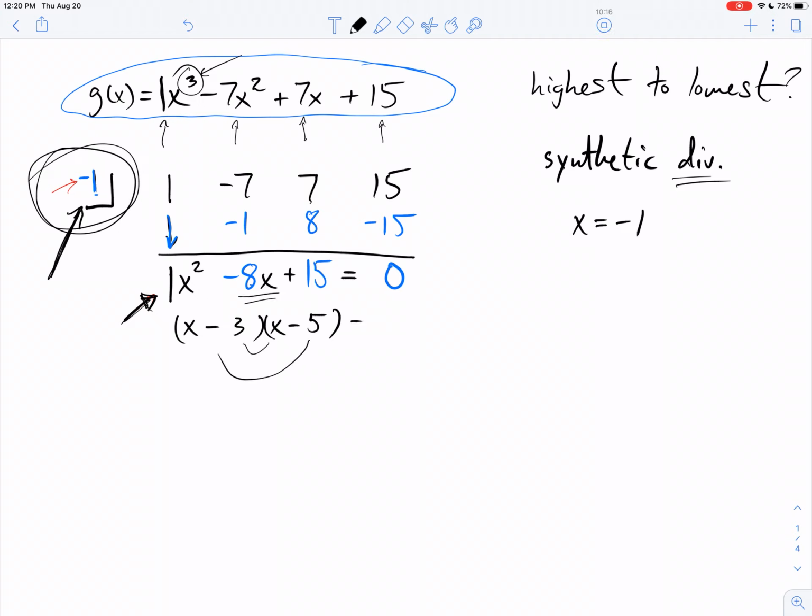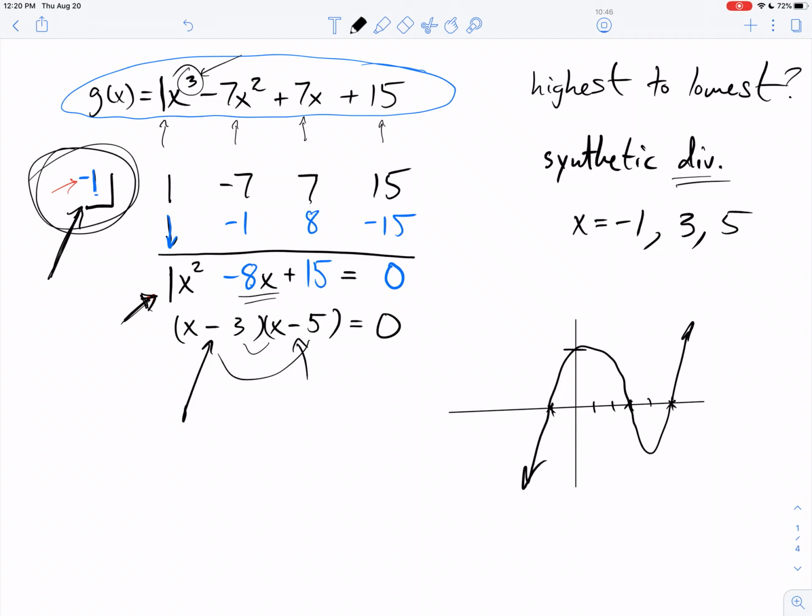Hey, guess what? x minus 3. When is this chunk going to be 0? I have another x-intercept. It's at 3. I have another x-intercept. It's at 5. So here's the deal. If I wanted to sketch this polynomial graph, at -1, 3, and 5 there are x-intercepts, and it goes up on this side.